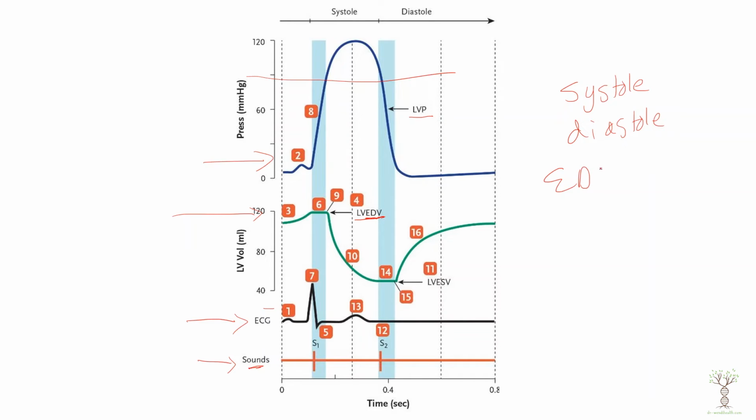So end diastolic volume means how much blood is in the ventricle after it has been relaxed. After being relaxed, this is when it is the most full. And then down here, we have left ventricle end systolic volume. The end systolic volume is when it is the most empty, but we will see that it is actually never completely empty.